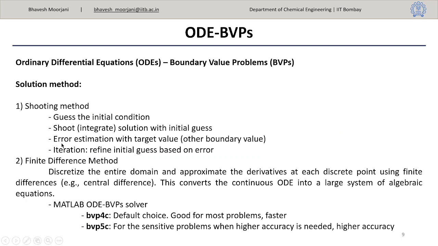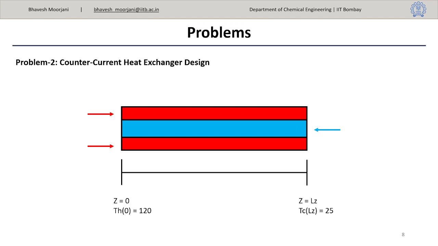You find out the error with the target value, which is your other boundary value, and based on that you refine your initial guess and repeat the whole process till your error becomes minimum, right? So it's an iterative process. In this iterative process you have to guess the value, based on that you have to reach the other boundary condition and you have to see how far away you are from that boundary condition, right? Based on that error you further modify your initial guess and do the iteration again till your error becomes minimum, okay? So that is the shooting method.